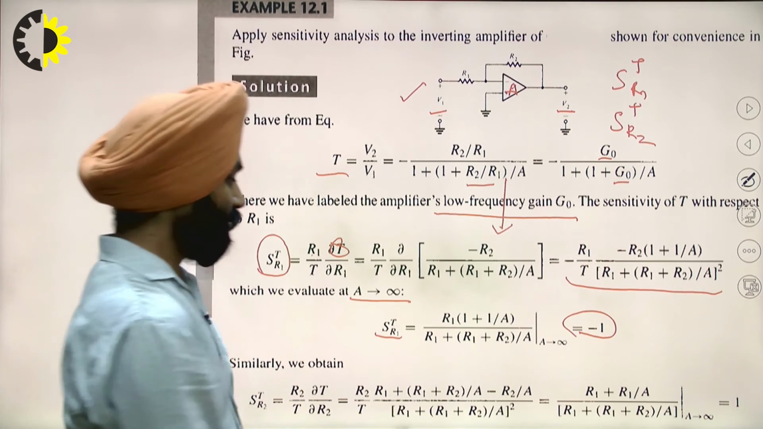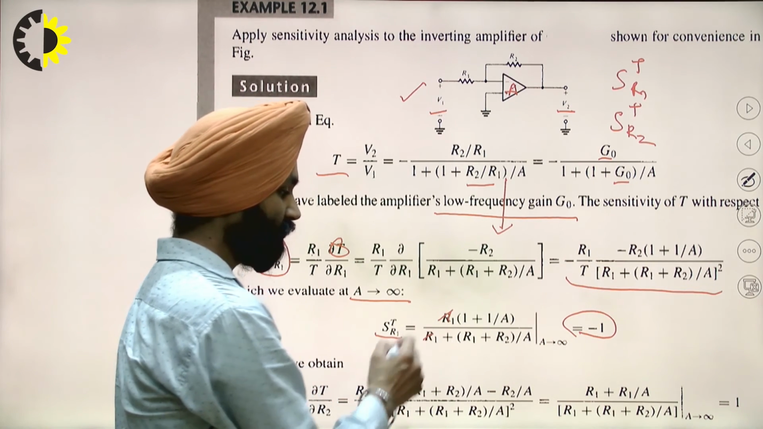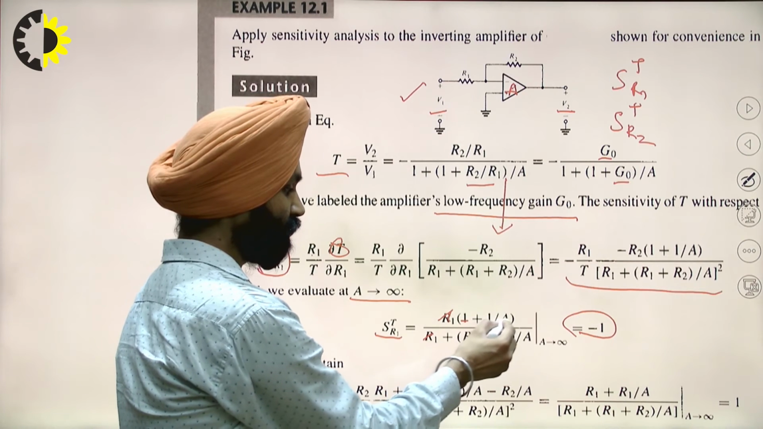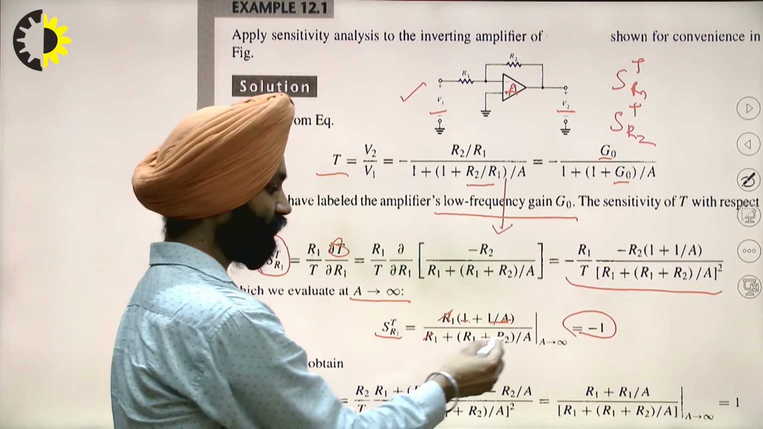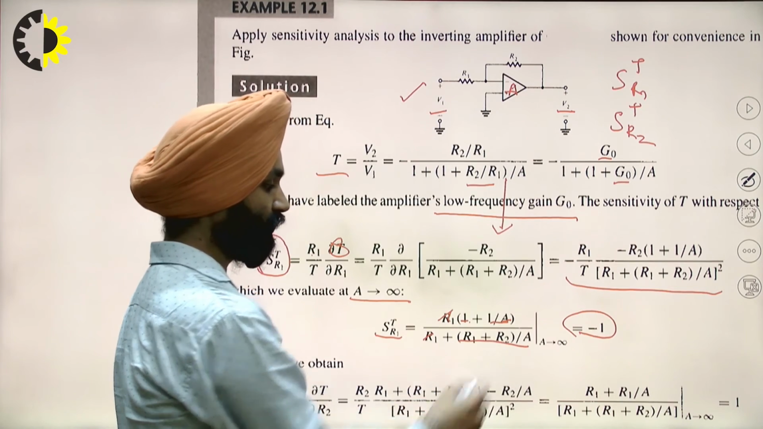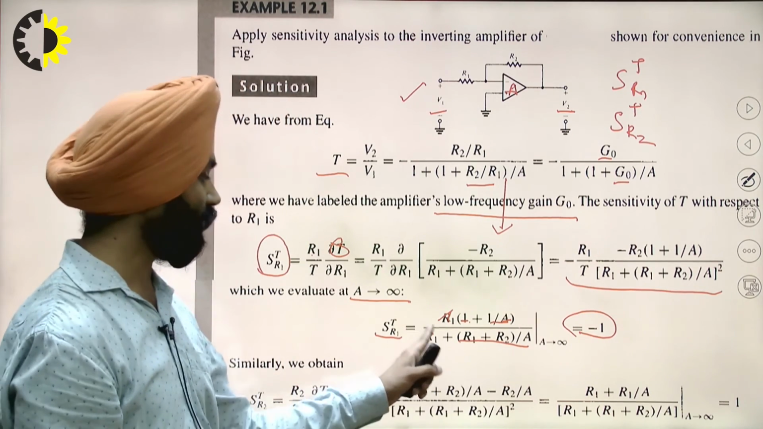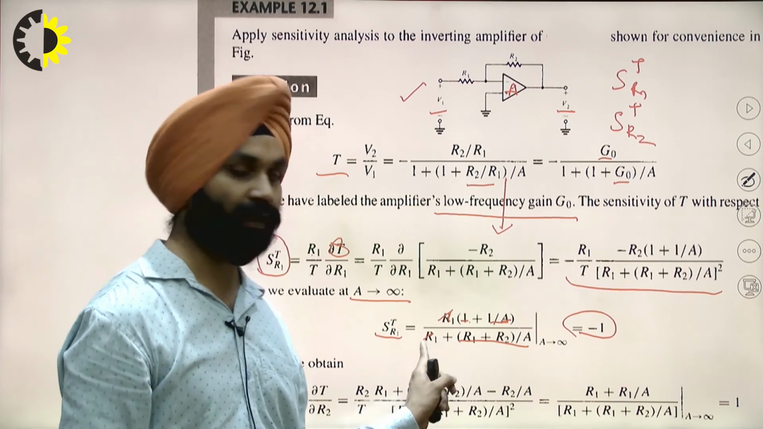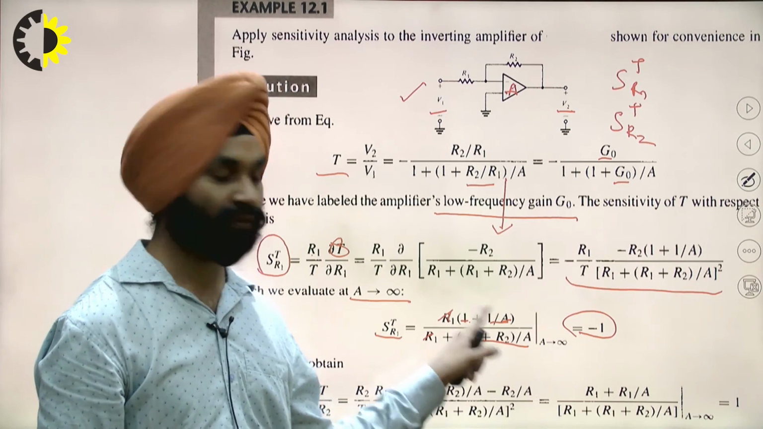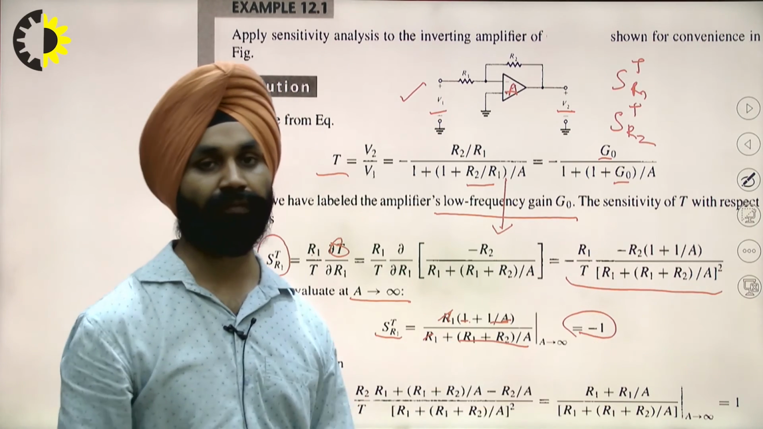So R1 will be cancelled out, and this value will be equal to 0 plus 1. So this will be R1 into 1. This one value will be 0. So R multiplied by 1 will be R1. Here it will be R1 plus 0. So R1 will be cancelled out, giving -1.